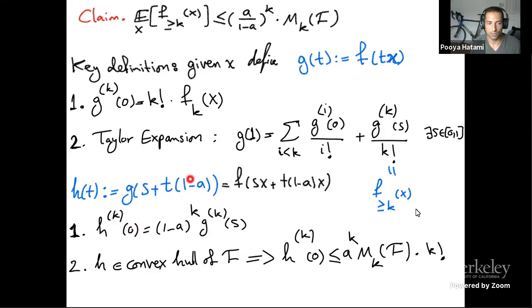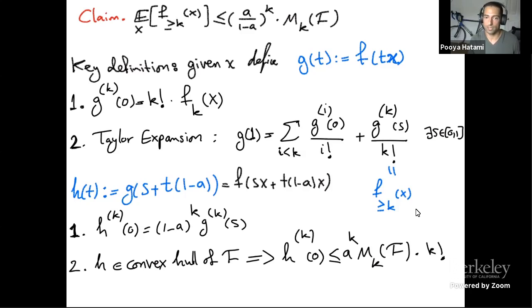And you plug in 0, so that the t part vanishes, so you get just the kth derivative at s. Okay, so this is now becoming related to this quantity that we cared about. And finally, the final key observation is that because of the way H is defined, you can think of it as some convex combination of functions in the family, so restrictions of f. Because of the way this is defined, you can do this random variable trick again and write H as a convex hull of f, the family f.